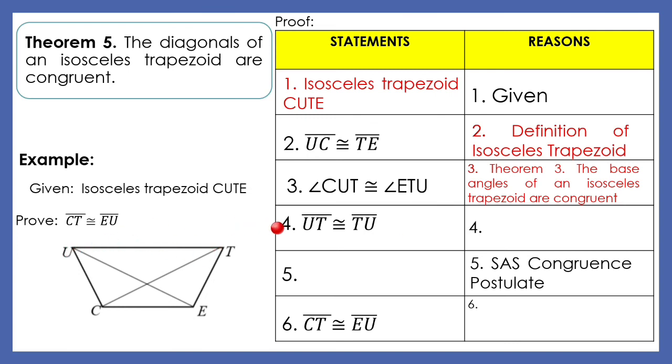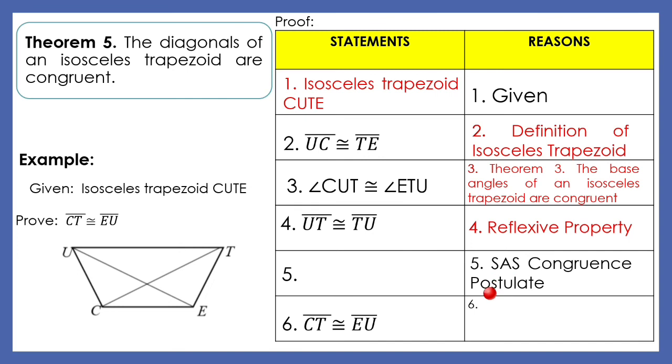For statement number 4, we have line segment UT is congruent to line segment TU. So, this is line segment UT, congruent sa line segment TU, so equal siya sa sarili niya. Ang reason natin is by reflexive property. A equals A. For number 5, ang given na reason is by SAS congruence postulate.